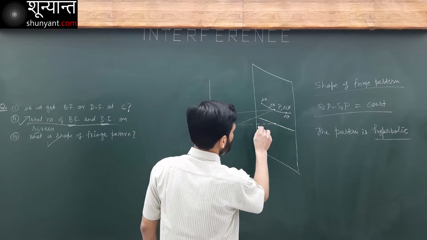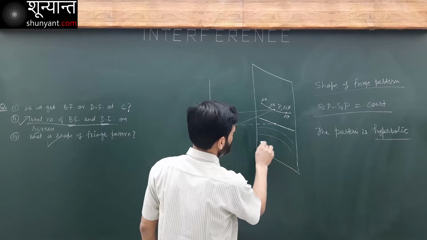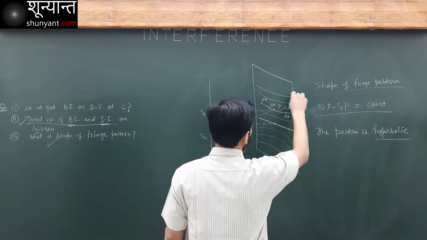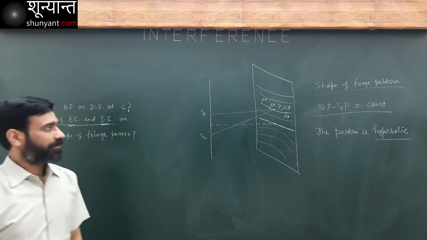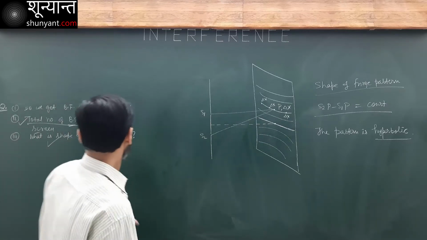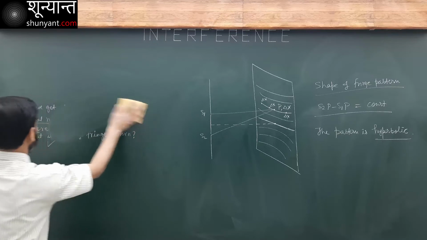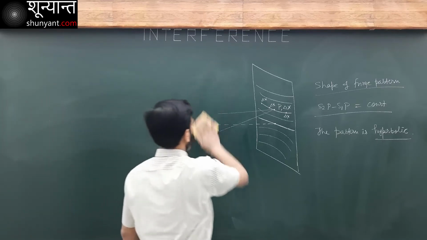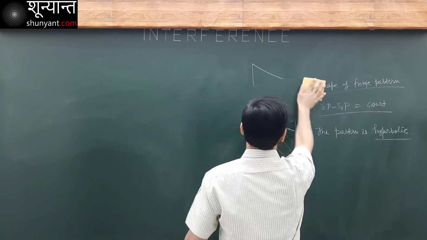I am going to get lines like this. This is the shape of the pattern. Now, this is about Young's double slit in different arrangements.